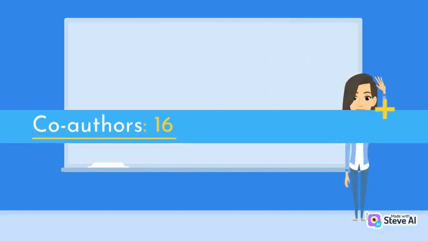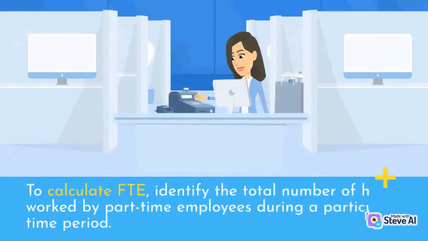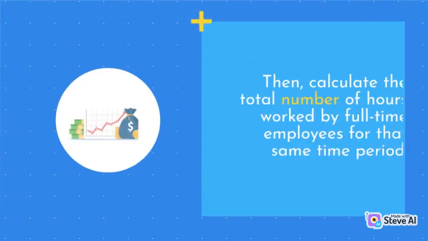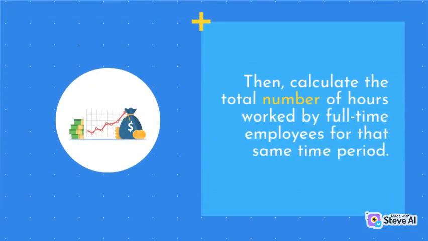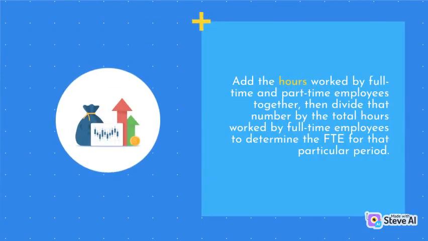To calculate FTE, identify the total number of hours worked by part-time employees during a particular time period. Then, calculate the total number of hours worked by full-time employees for that same time period. Add the hours worked by full-time and part-time employees together, then divide that number by the total hours worked by full-time employees to determine the FTE for that particular period.